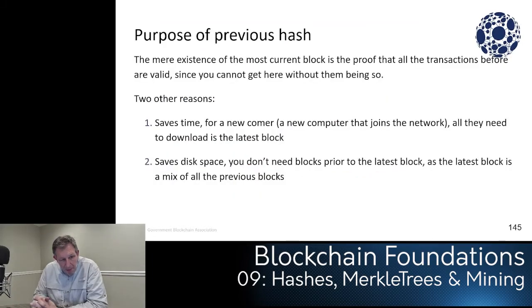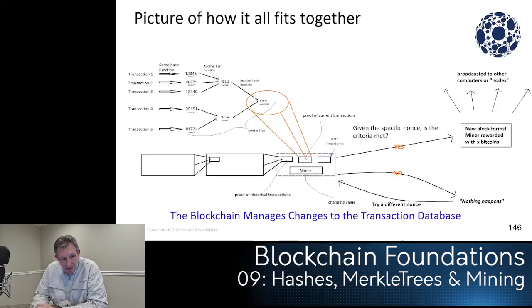So really the purpose of the previous hash is a couple things. One is it saves time. When a newcomer comes onto the network, they don't need to download everything in history. All they need to do is download the most recent block. It saves disk space. You don't need blocks prior to the latest block, since the latest block has a mix of all the previous blocks.